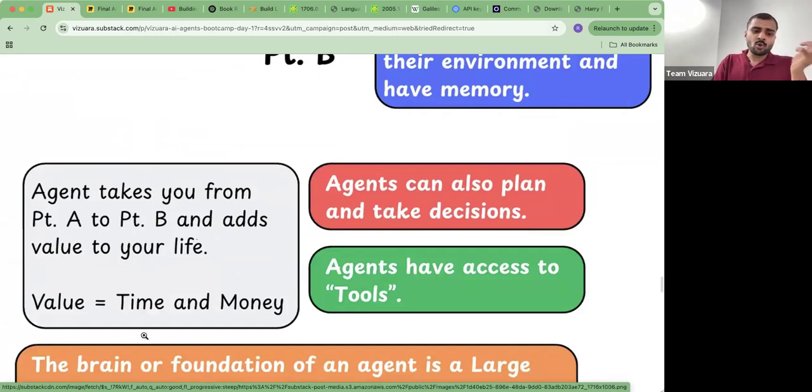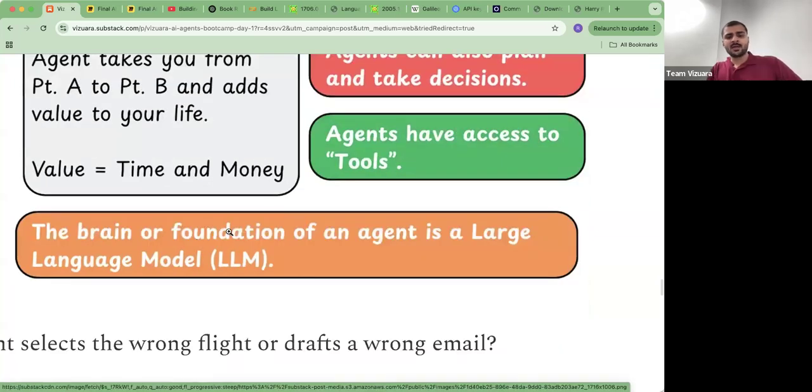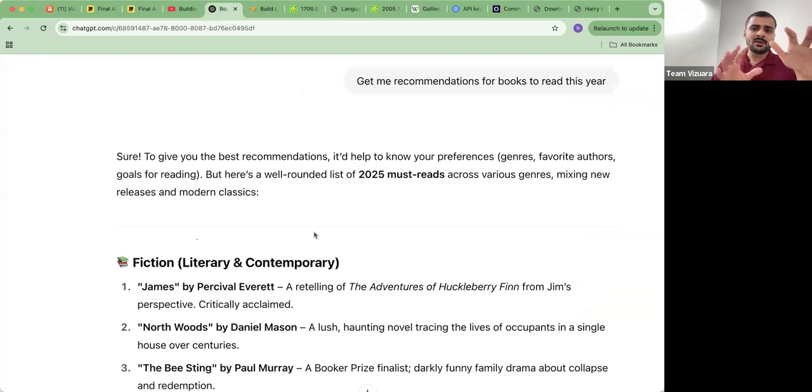They cannot do all of these things unless they have a language layer underneath. So that's why we say that the brain or foundation of an agent is a large language model. And now when you say large language model, don't just think of ChatGPT. People who have not understood LLMs just associate LLMs with ChatGPT.